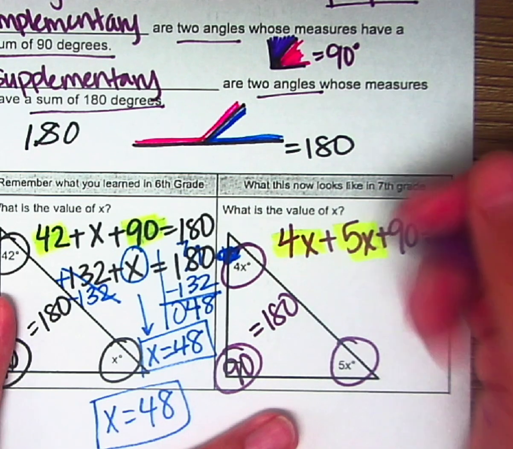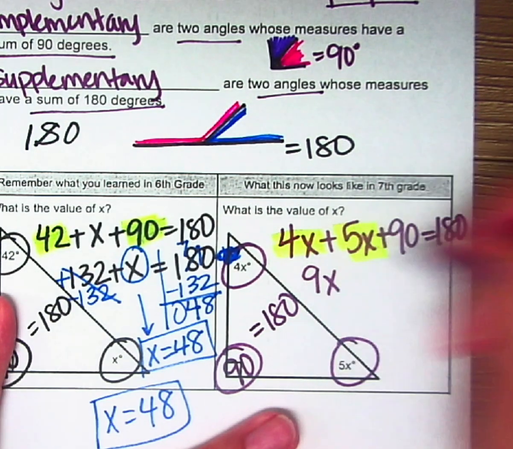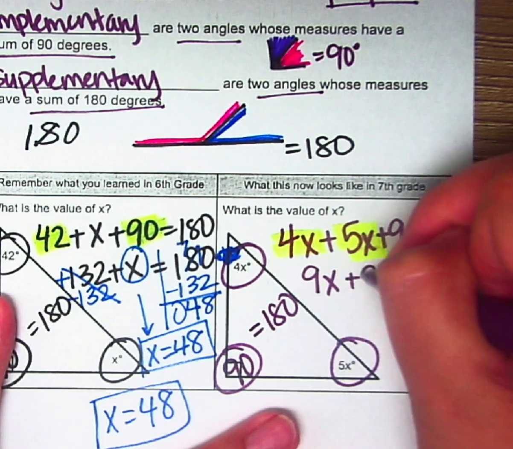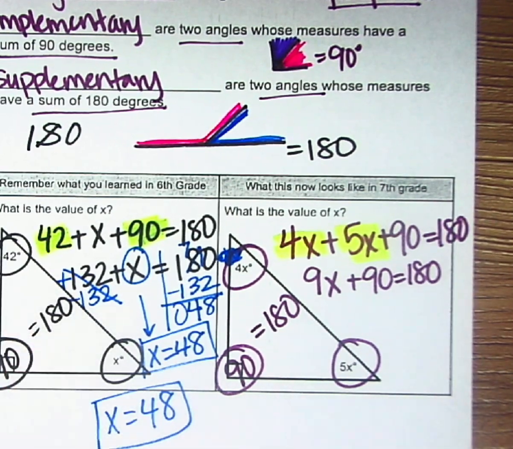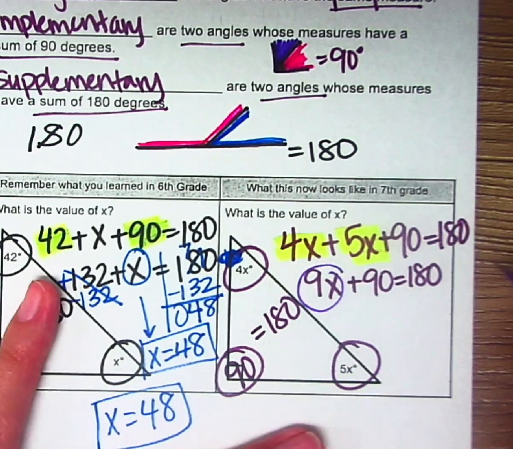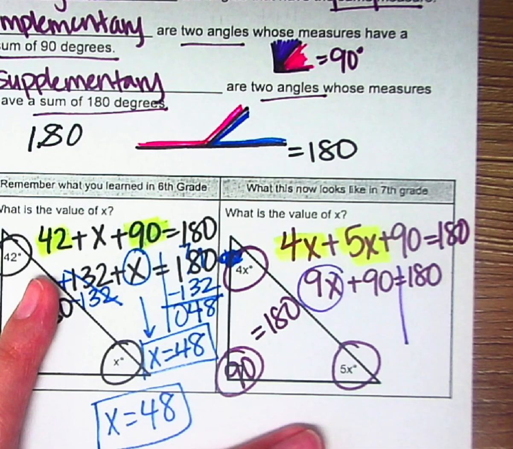So 4 plus 5 is 9. We're going to keep our x. We're going to bring down that plus 90 is equal to 180. Now we can solve for x. So we are going to circle coefficient and variable. We're going to draw a line.